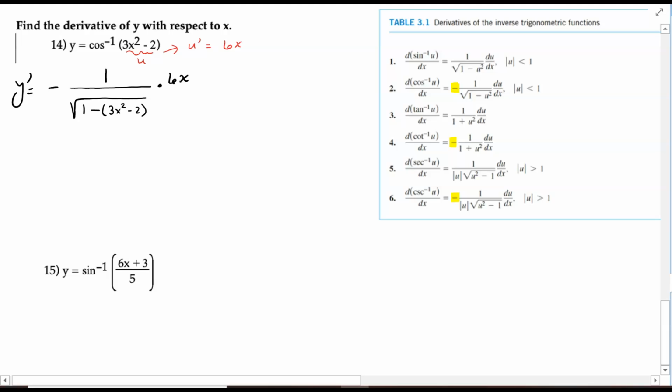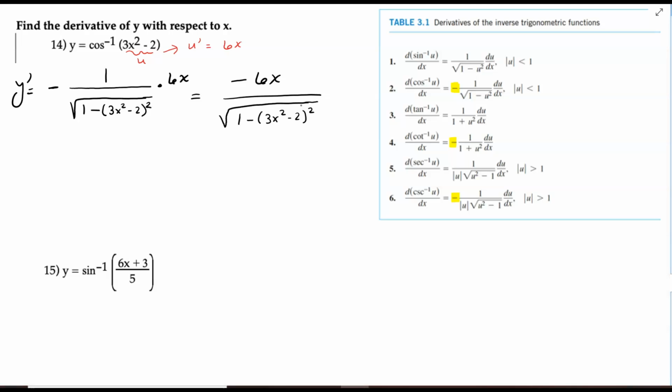All right. Other than this, okay. Oh, and by the way, the u is squared in the denominator. I almost missed that. Okay. So other than that, it's just a simple matter of cleaning it up a little bit. Negative 6x over the square root of 1 minus 3x squared minus 2, quantity squared, something like that. And there's not much to it. We just basically plug in. The derivative part's really easy. You just follow the formula, if you will.